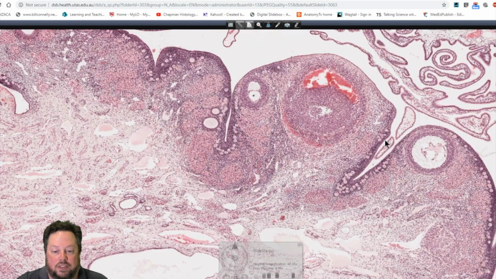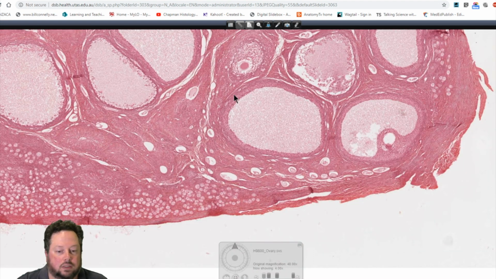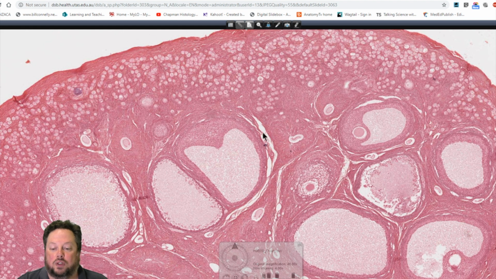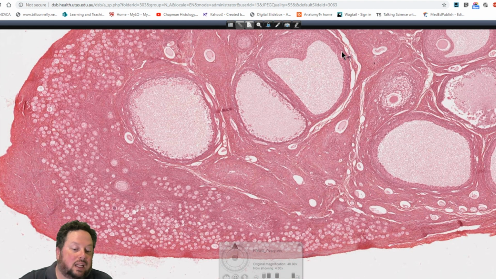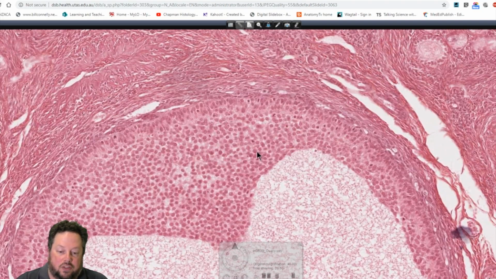All right, so then what happens is that the remnant follicle, we'll go back to this other one here. The remnant follicle then transforms into a corpus luteum. So let's zoom in here. We'll have a look at this one. So these are the zona granulosa. These are the theca interna.